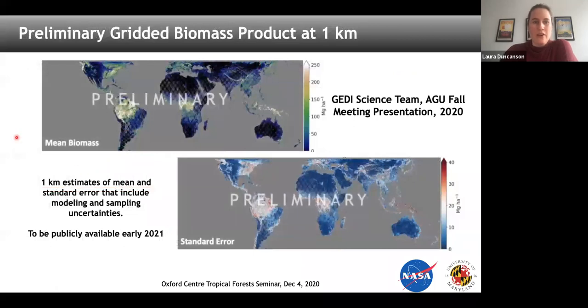Okay, and so here's a very quick first glimpse of the preliminary biomass product. Again, we're still refining the biomass estimates, but this is being presented this week by the GEDI PI, Ralph Dubayah, at the AGU fall meeting. So if you want more details about the mission and this product, you can go to his talk. But these are 1 kilometer estimates of the mean and the associated standard error that includes both the modeling and the spatial sample uncertainties. And again, this will be available publicly early in 2021, but the models and the products will continue to get better through time.